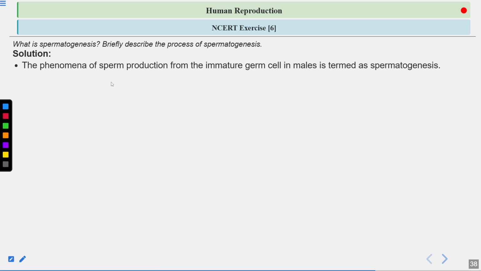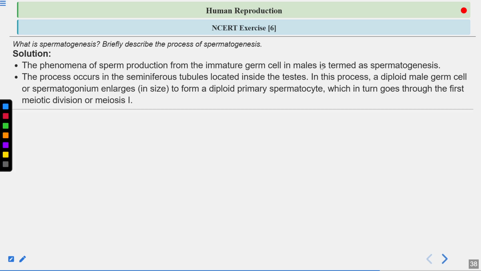Now this phenomenon of sperm production from the immature germ cells, meaning from the spermatogonia, is known as spermatogenesis. It occurs in the males. Spermatogenesis occurs in the seminiferous tubules, and the seminiferous tubules are located inside the testes. In this process, a diploid male germ cell or spermatogonium enlarges in size to form the diploid primary spermatocyte, which in turn goes through the first meiotic division or meiosis I.